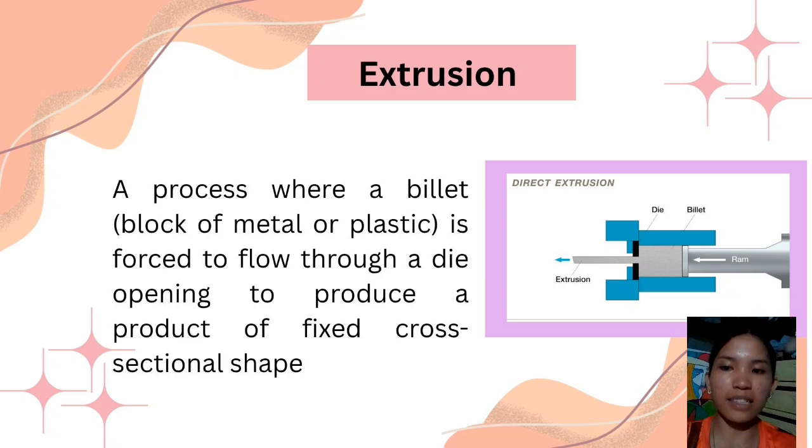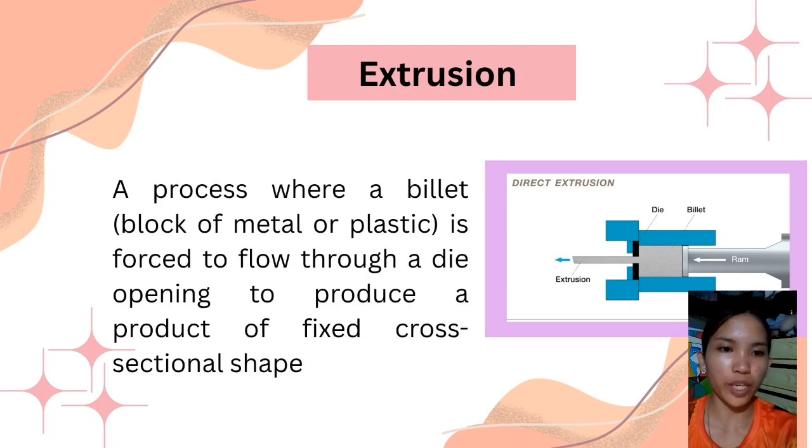Then the die is a thick, durable plate with an opening cut into it. The shape of this opening is exactly the final cross-section you want to create. Then the press is a powerful mechanical or hydraulic press that pushes on the pellet with high pressure, forcing the material to flow through the die opening.